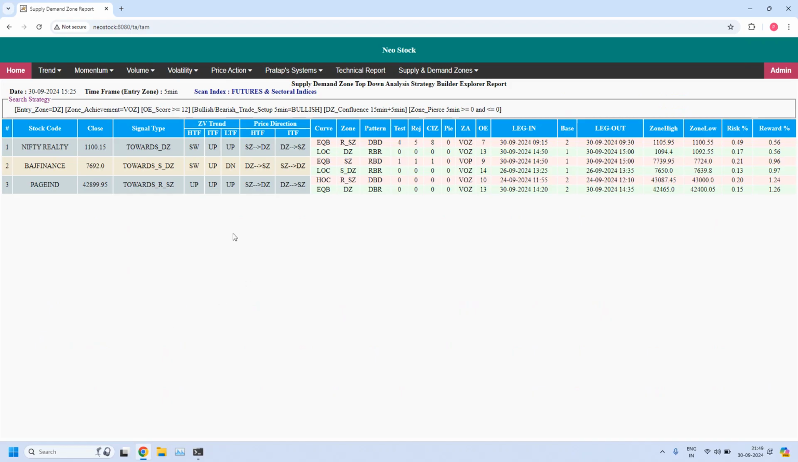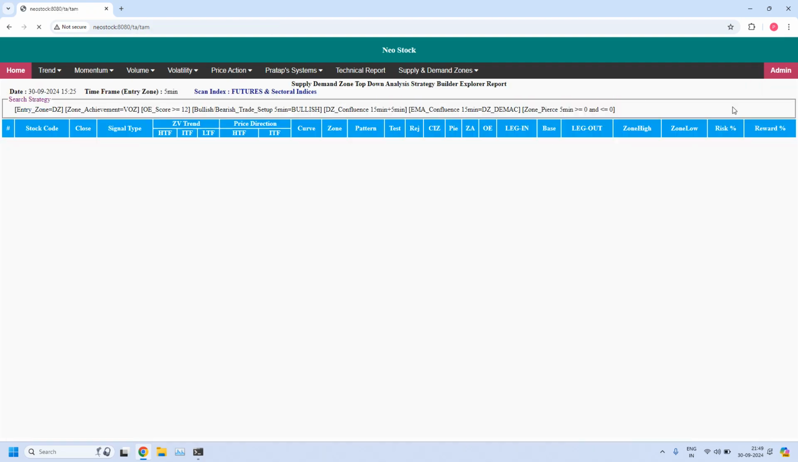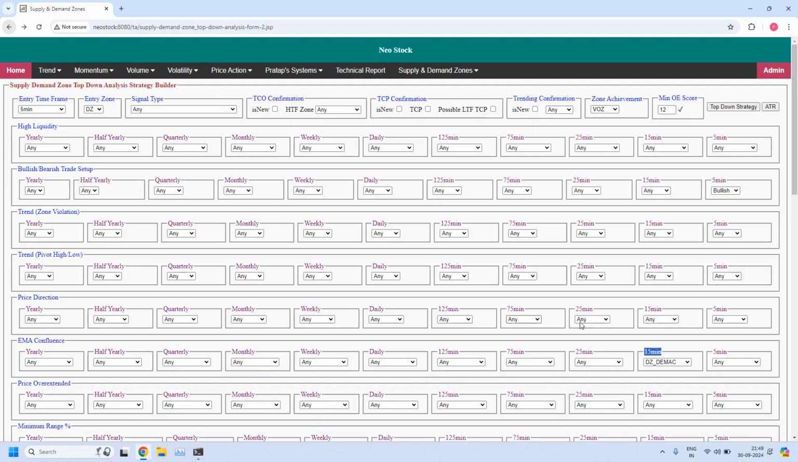And out of these 3, the 15 minutes trend is uptrend. If any of these 15 minute zones are having daily EMA confluence, it is an even more high probability setup. Let's verify. In the EMA confluence at 15 minutes time frame, I am selecting 15 minutes demand zone with daily EMA confluence. So none of the zones are having EMA confluence. Fine. Now let me remove this filter.